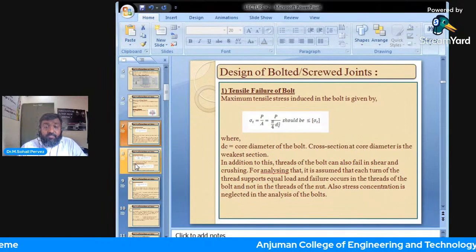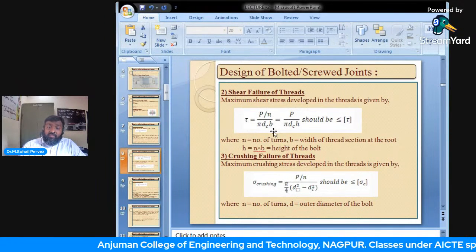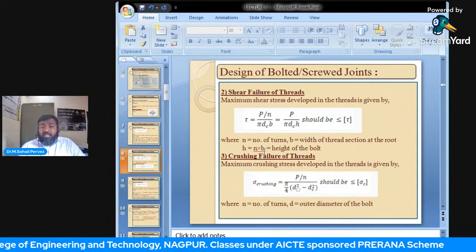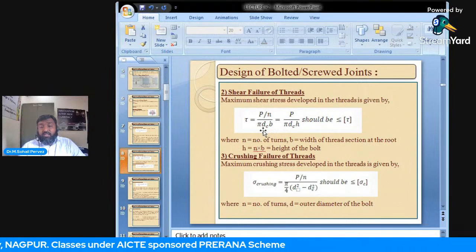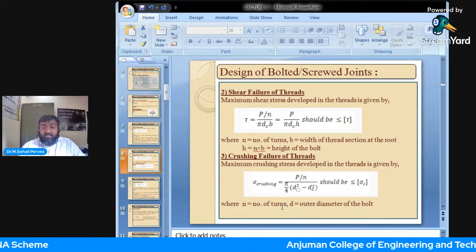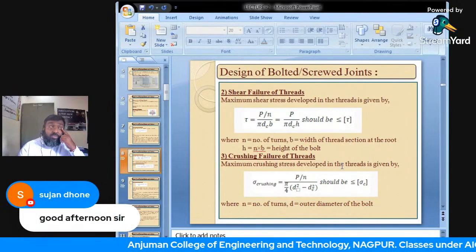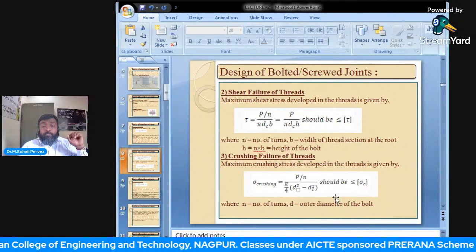The next one, shear failure of the thread. If you look at the consideration and equation, it is quite clear that it involves pi dc, again the dc. So shear strength or shear failure, where B is the width of the thread section at the root. So width is either calculated or generally given.